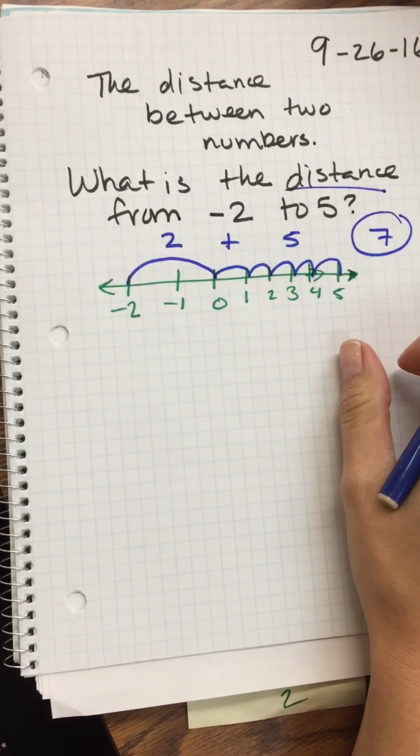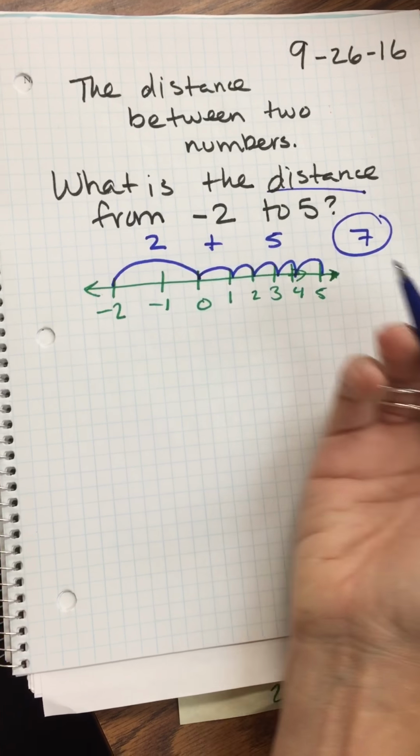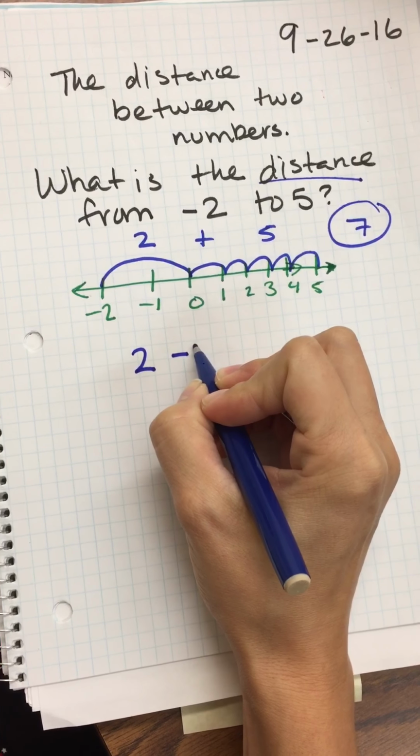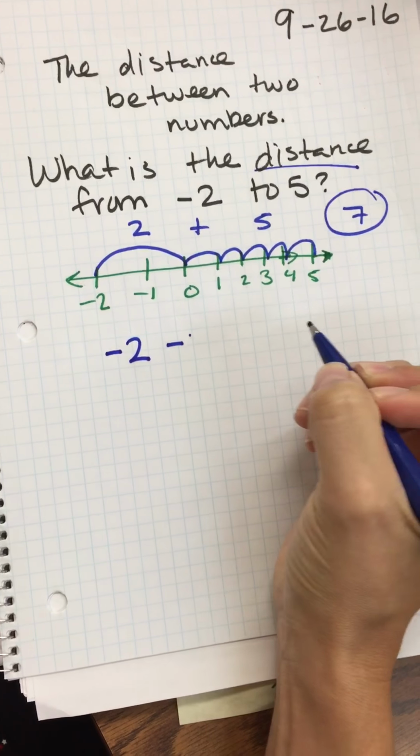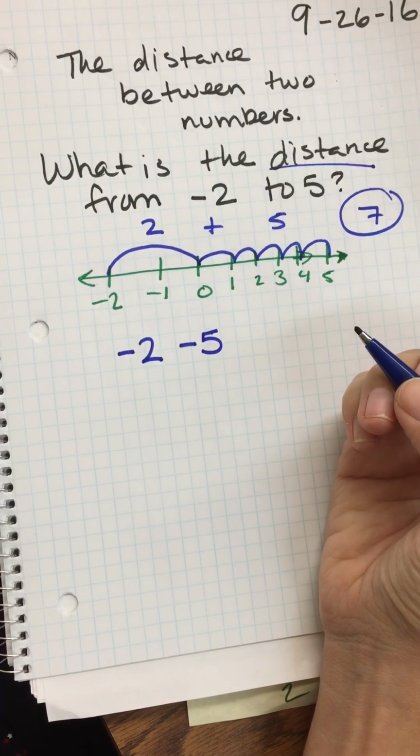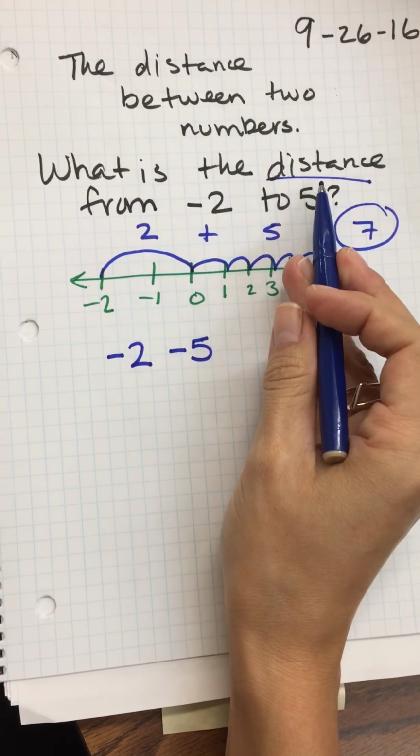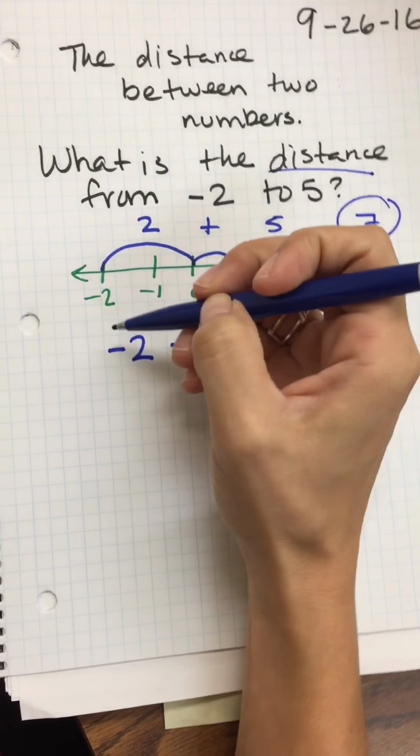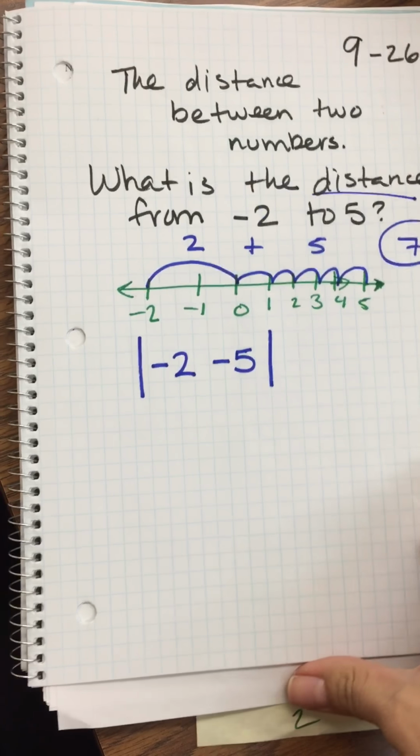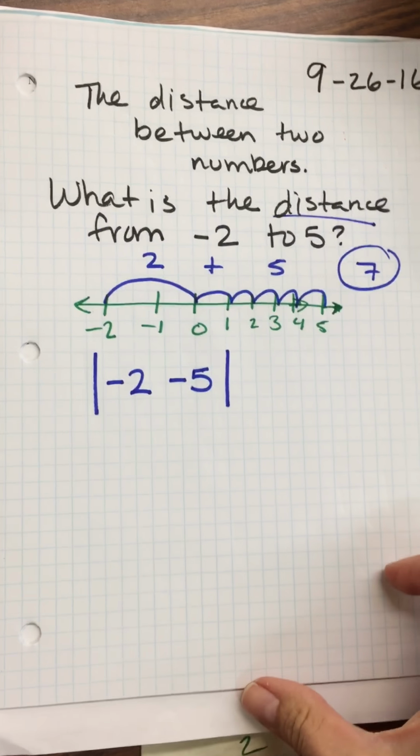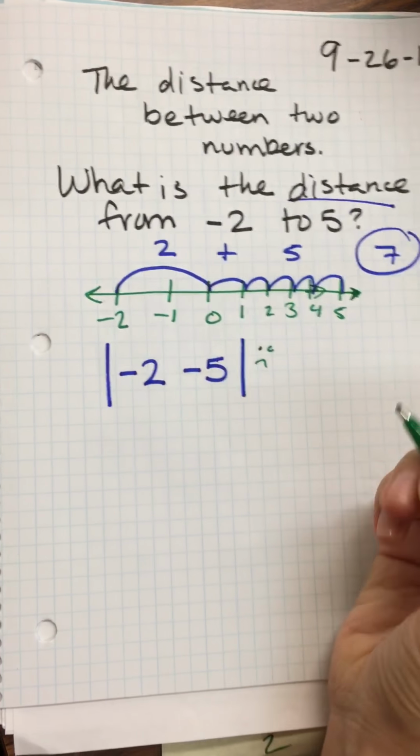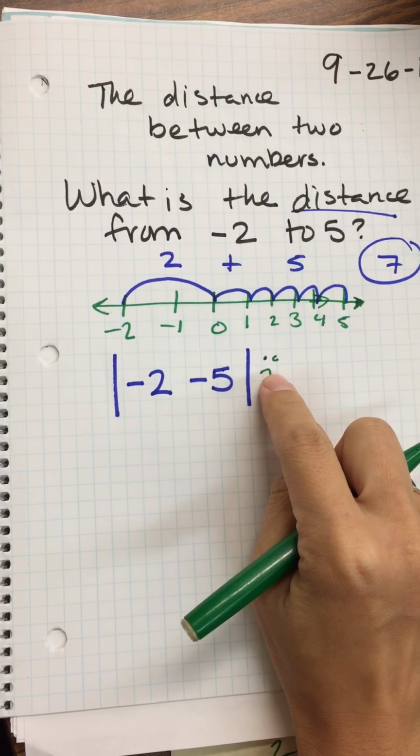You can also look at it as a math problem. The distance from -2 to 5 can be written as a subtraction problem, but it's distance, so that means that it's always positive. All right, so we have this math problem, -2 minus 5, and now we're going to rewrite it. Did everybody write that down?